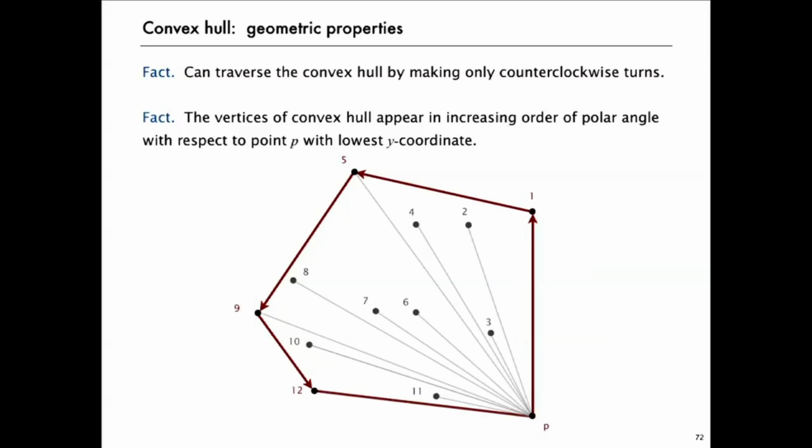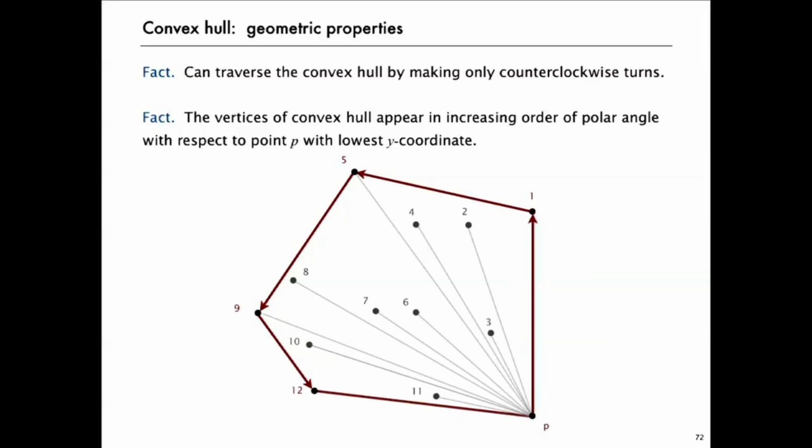One thing is that you can traverse the convex hull by making only counterclockwise turns, or left turns if you're looking at the screen here. So if we travel from P to point 1, then we make a left turn to go to point 5, or a counterclockwise turn, and then from there we go to point 9 and 12, and then we eventually get back to the start point.